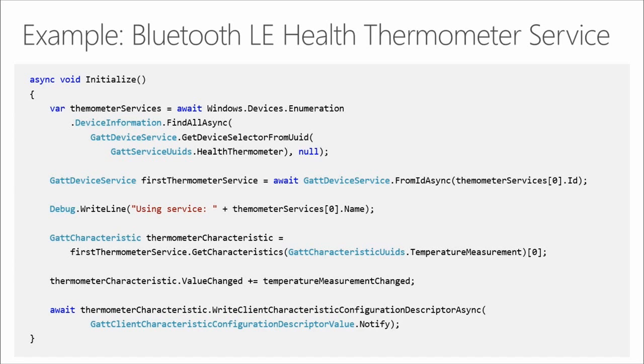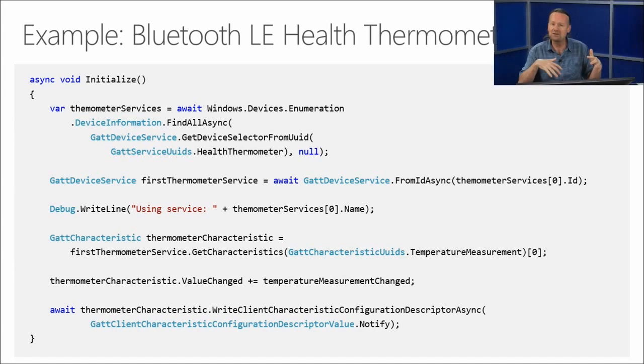Windows.Devices.Enumeration.DeviceInformation.FindAllAsync. Now, one thing is, all these devices have to have been paired with the device first. So there's no kind of discovery without being paired. So this FindAllAsync will give you back a list of all the Bluetooth LE devices that have been paired with your phone. You can filter that by saying, I only want to know about certain devices of a certain class.